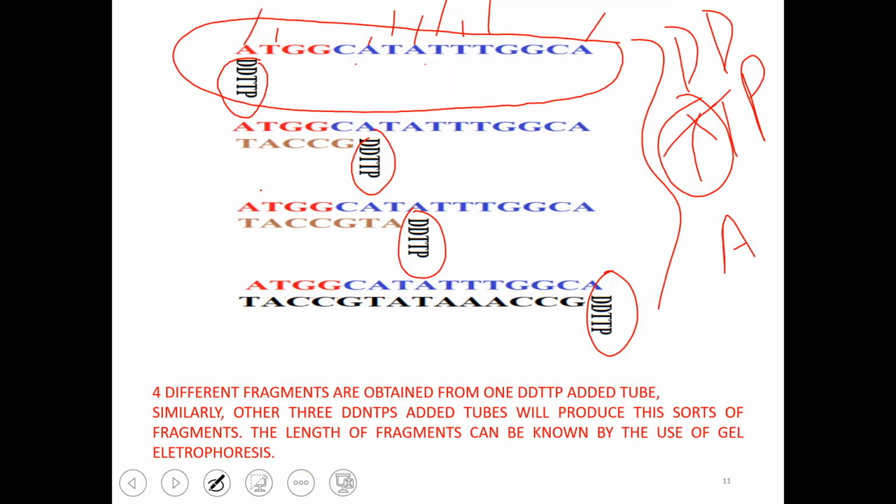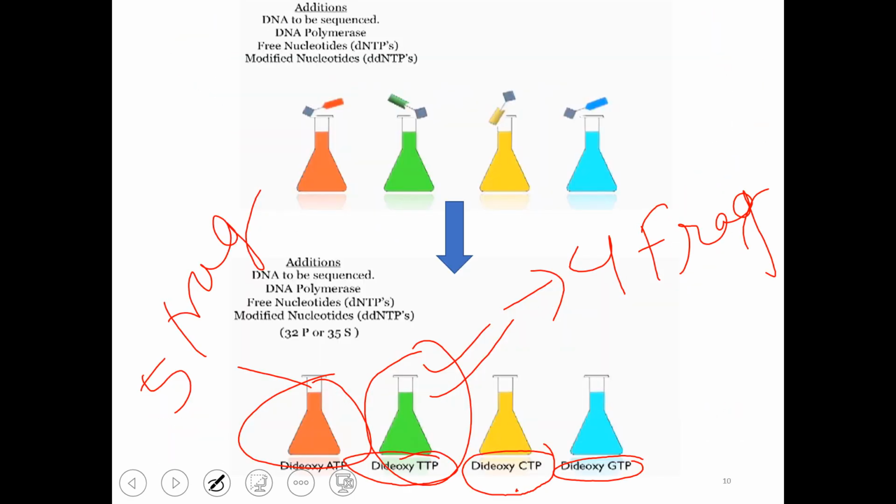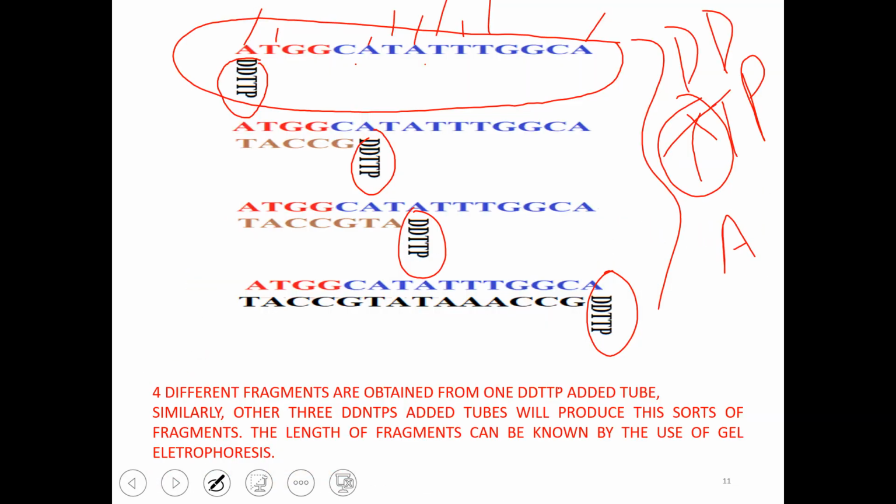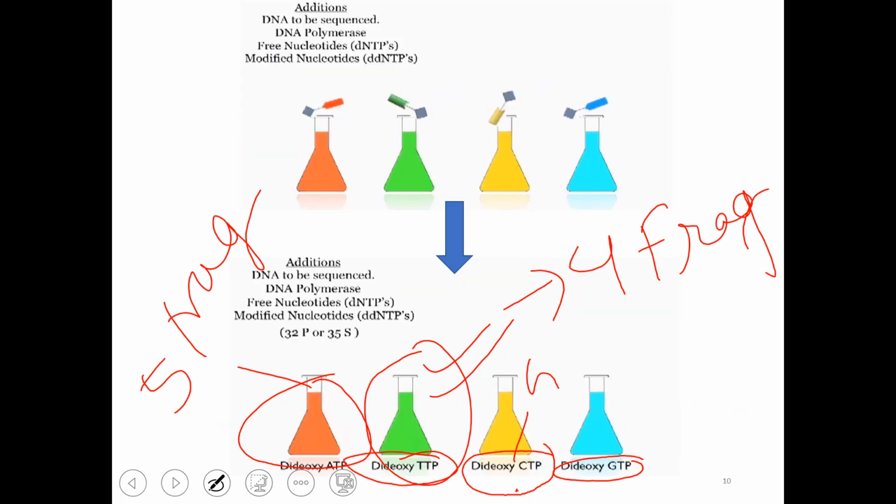Similarly, in the DD-CTP, C will have the affinity with the G. So how many affinities will it have? 1, 2, 3, 4. So it will have 4 affinities, 4 fragments. Similarly, in the different tubes there are different fragments of the DNA.